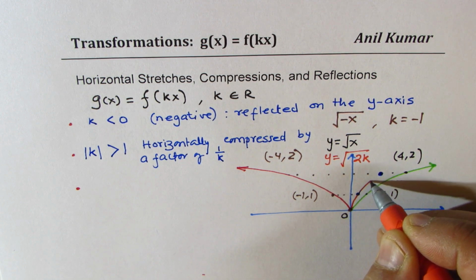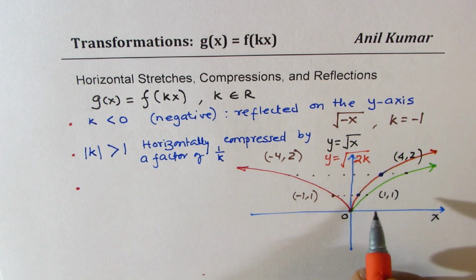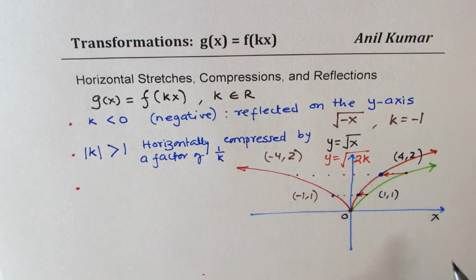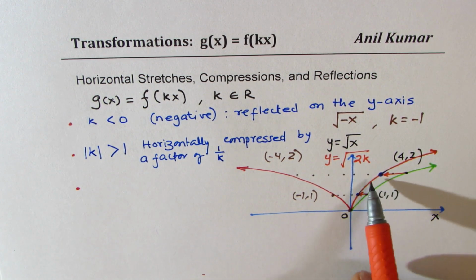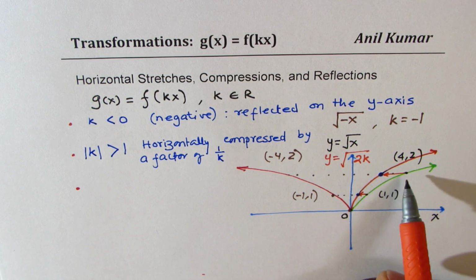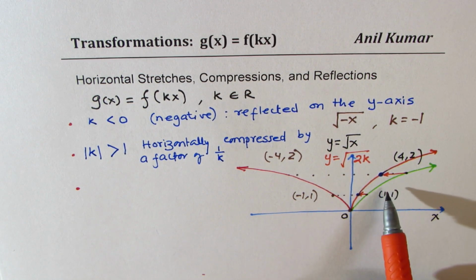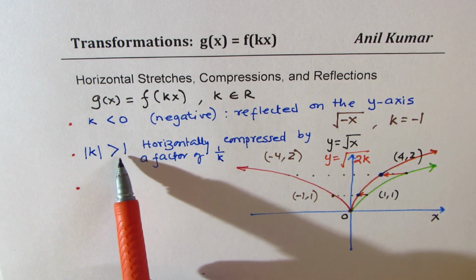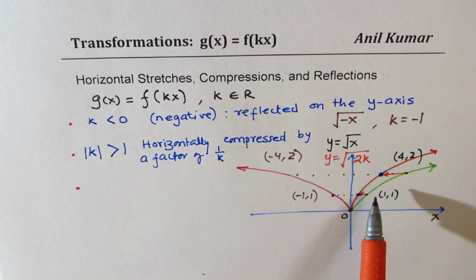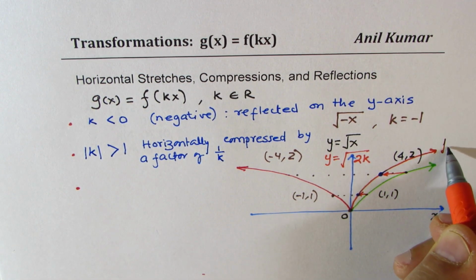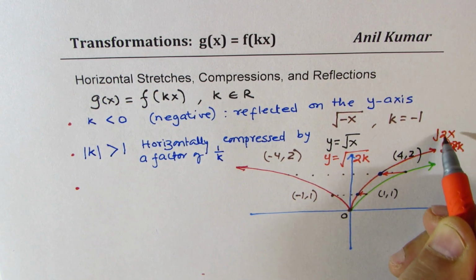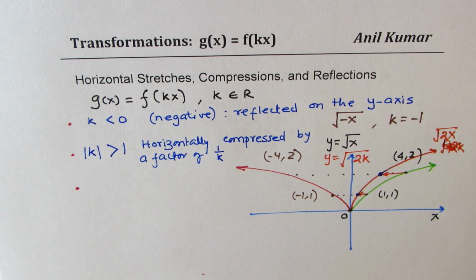So we get a graph which is kind of like this. Do you see that? The graph has moved closer towards the y-axis, right? So compressed horizontally. It has become less wide. That is what we mean when we say the absolute value of k is greater than 1. So is that clear? That becomes the graph of square root of 2x. Okay? So that is how it should look.